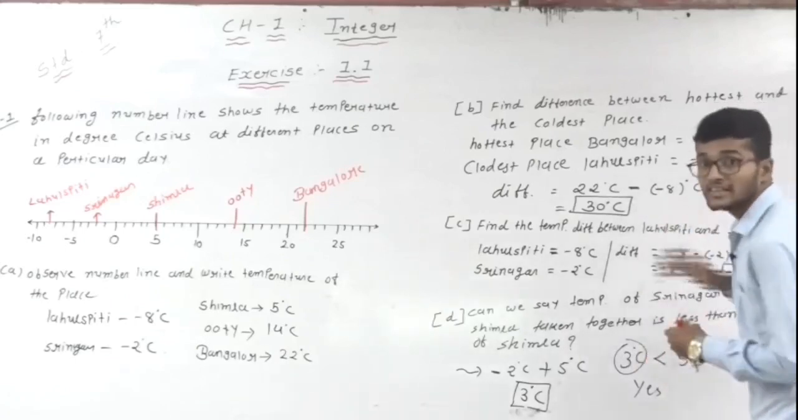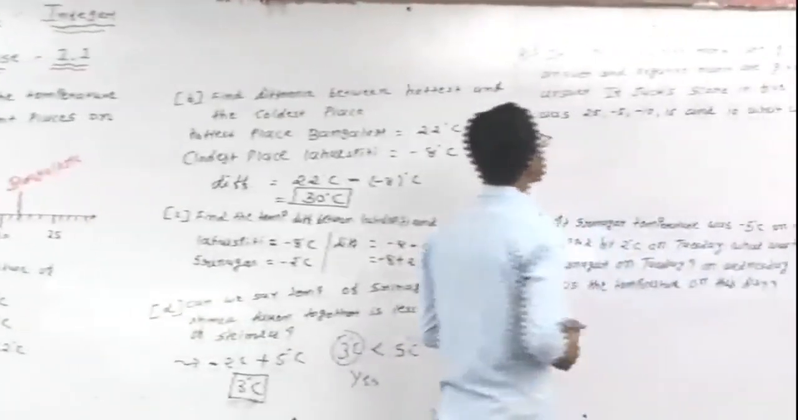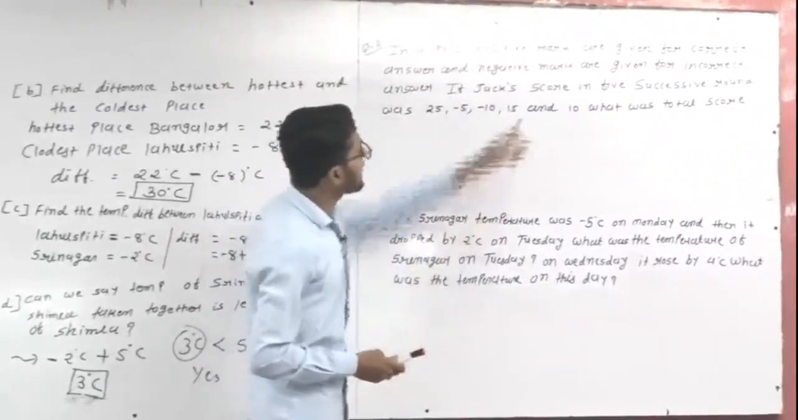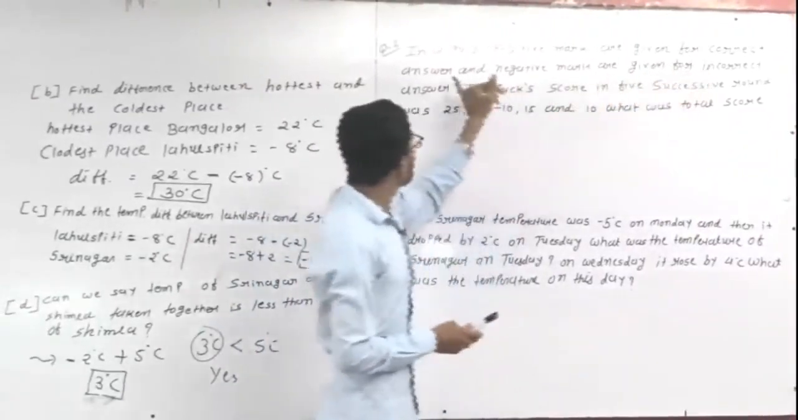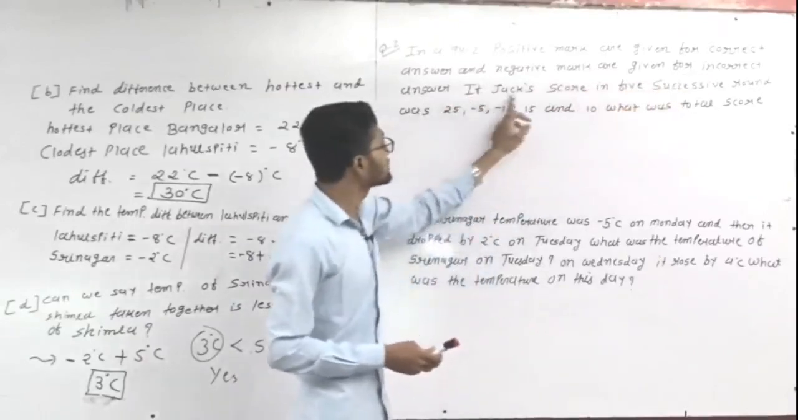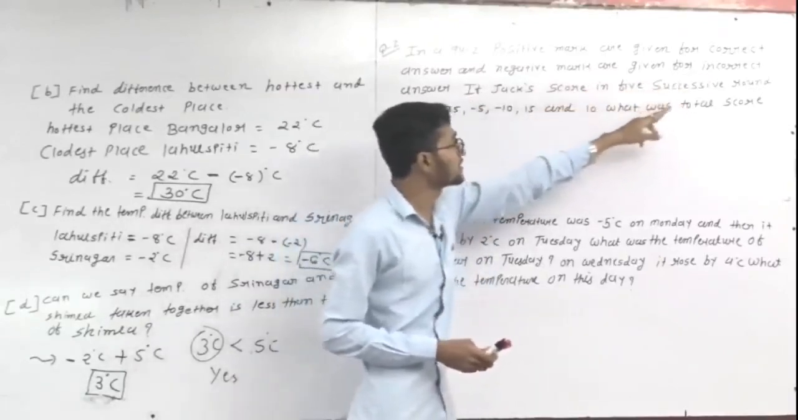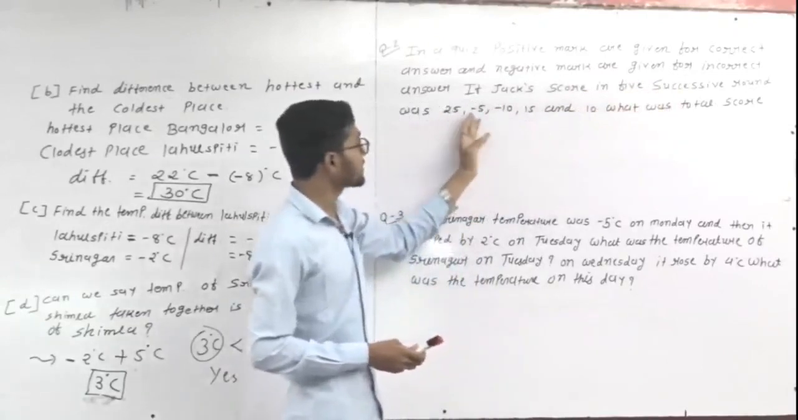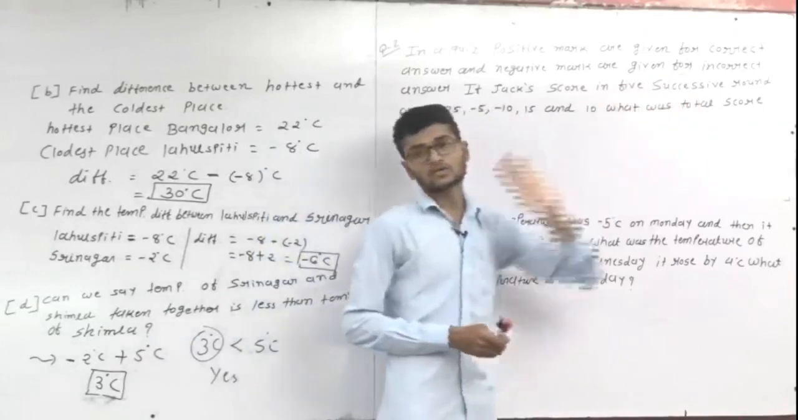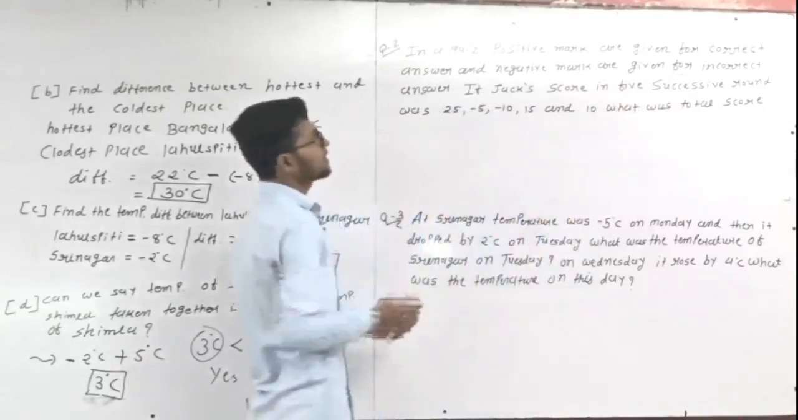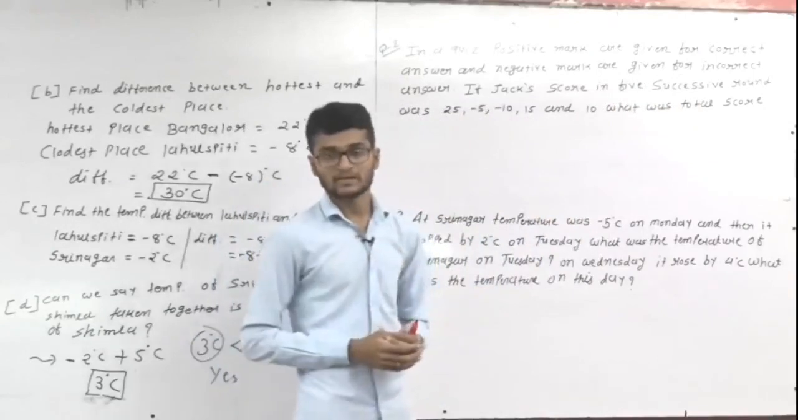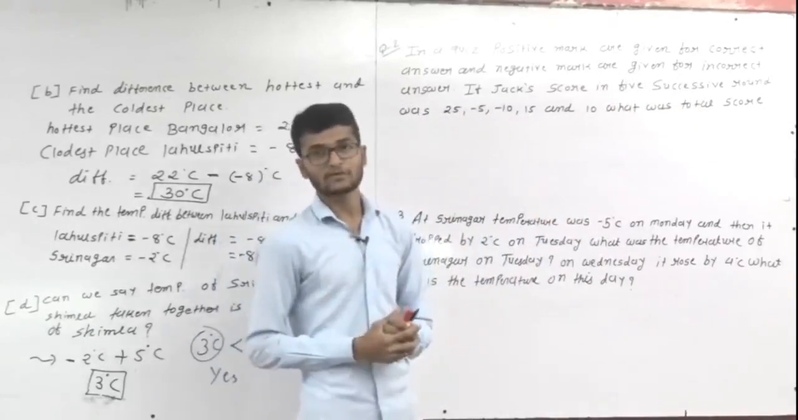Now to the next, the second question. In a quiz, positive marks are given for a correct answer and negative marks are given for an incorrect answer. If Jack's score in 5 successive rounds was 25, -5, -10, 15 and 10, what was the total score? So dear students, here is one quiz. If you answer right, then positive marks. If you answer wrong, then negative marks.